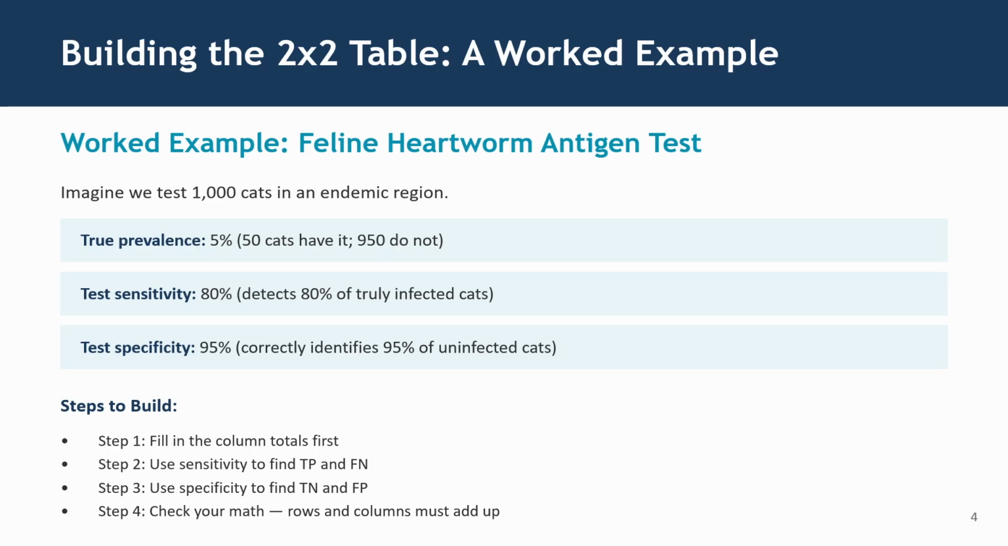Step 4, check your math. True positives plus false negatives should equal 50. 40 plus 10 equals 50. Check. True negative plus false positive should equal 950. 903 plus 47 equals 950. Check. Now we have a complete 2x2 table and can answer some very important questions.